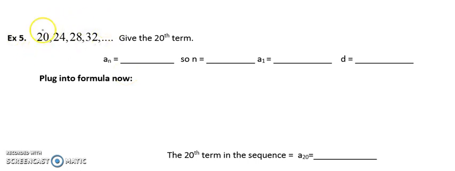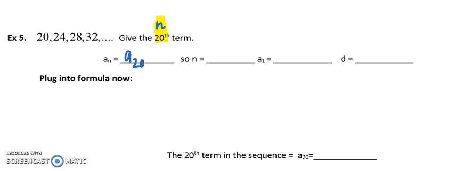So we got this whole list of things. It says give the 20th term. They said, what does a sub n equal? Well, the only thing I know is the n is what place term you want. And look, they say give the 20th term. So right now, let's put a little n on this. This right here, this is n. Make sure you realize this is n. Actually, I'm going to highlight that real quick. There we go. So what they're saying is they want a sub 20.